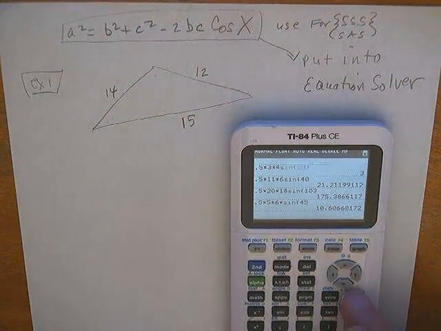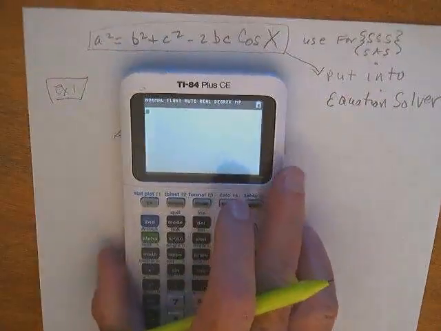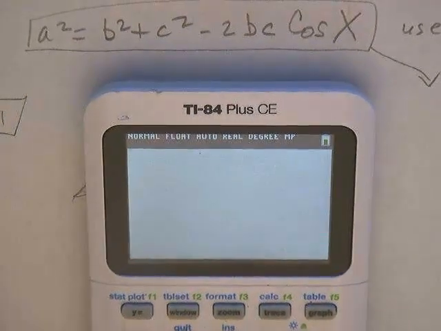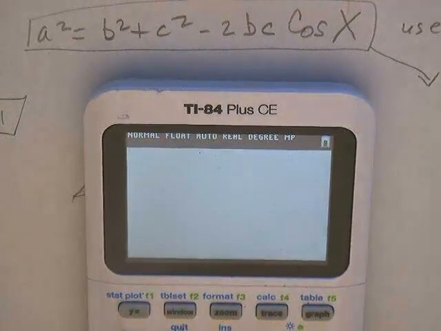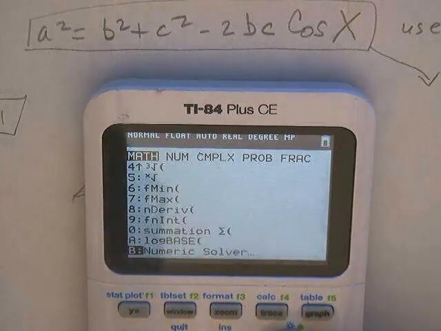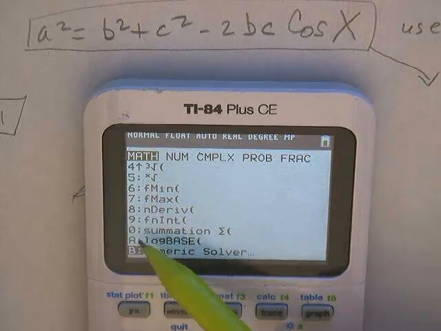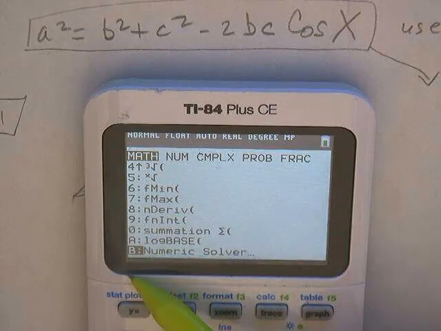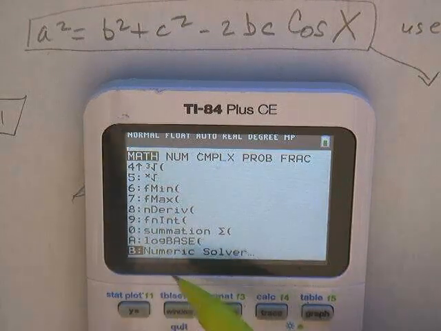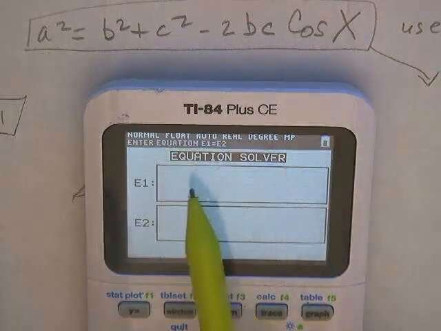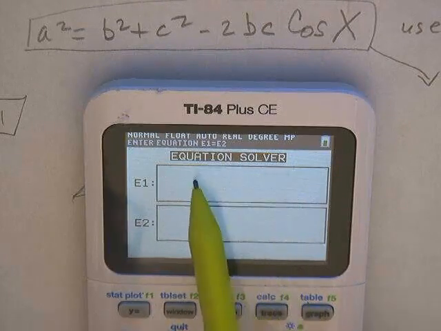My suggestion is turn it on. I'm going to try to enlarge this because all we need is, there we go, we need the formula to put in. So you want to go math, and I always go up arrow. And there's numeric solver on this one. Some of the older calculators have it at 0, some of the even newer ones, like this one, have it at C. But you want to find the one that says solver, hit enter, and notice it says equation solver.